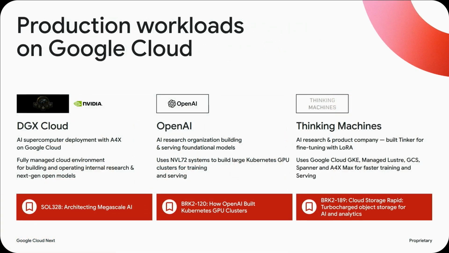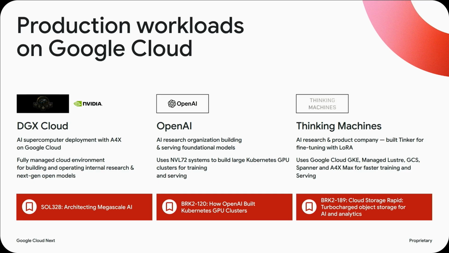And finally, on the AI Hypercomputer side, like we have been discussing, the whole purpose is to power some of the most demanding AI workloads in the world, from foundational model training to cutting-edge AI product development. So let's look at some examples. Number one is DGX Cloud. This is a fantastic example of our collaboration with NVIDIA.